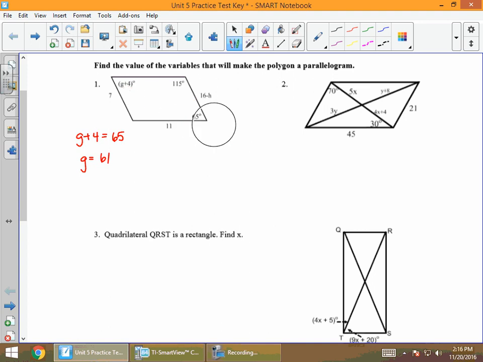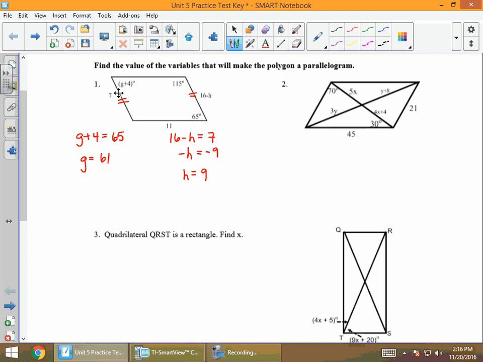Then to find H, if it is a parallelogram, both pairs of opposite sides are congruent. So that means this left piece and this right piece are the same length. So I can set up another equation. It says 16 minus H is equal to 7. Subtract 16 on both sides. I'll get negative H is equal to negative 9. And then divide by negative 1, and I get H to be 9. There's question 1.